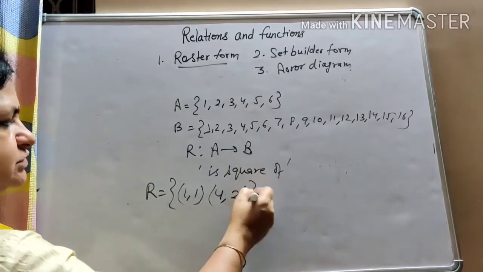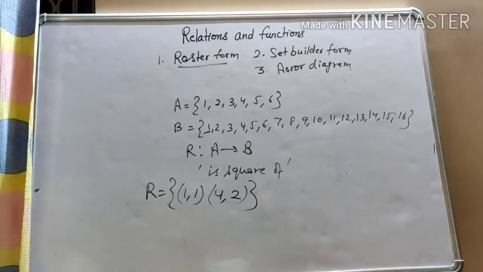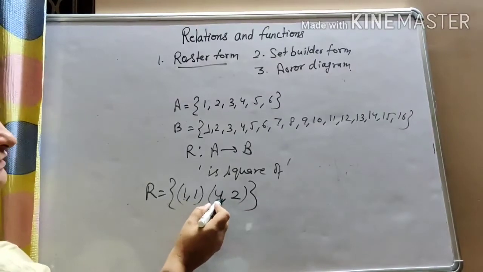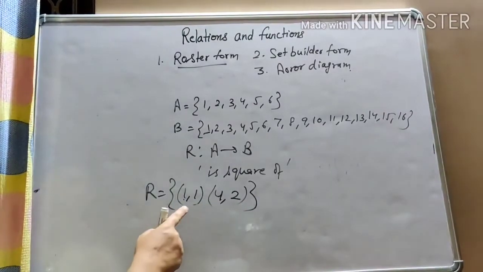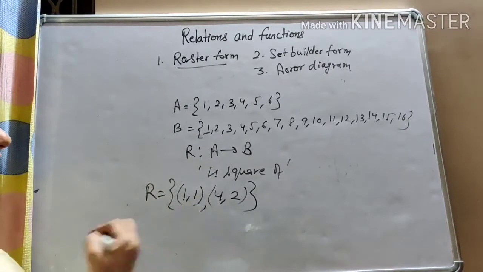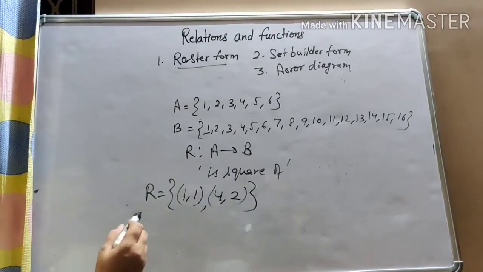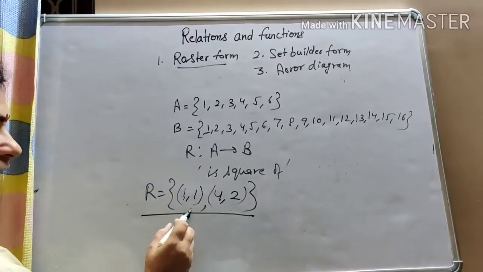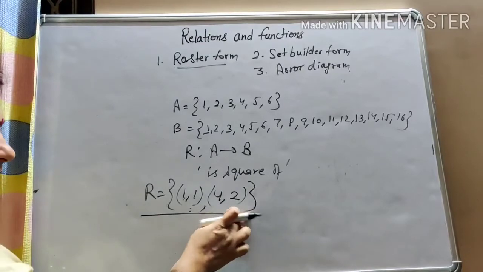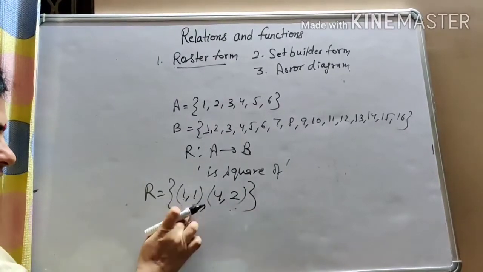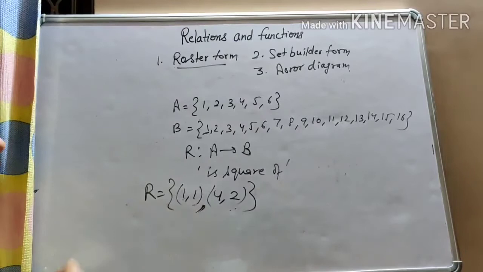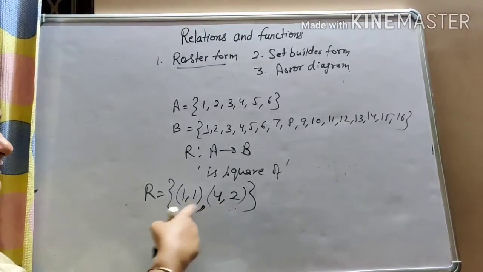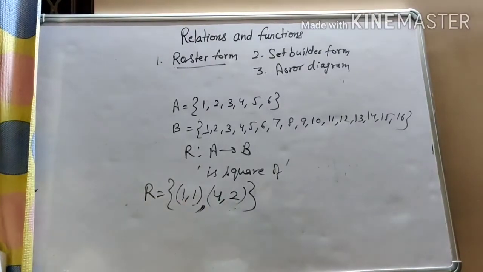So in this relation we have only two elements, 1 comma 1. Now 1 is the square of 1. 4 is the square of 2. So here we have two elements in this relation. Now this is the roster form. Here in this roster form we write elements separately. It means we are writing in the form of ordered pair. Only we have two ordered pairs in this relation, 1 comma 1 and 4 comma 2.